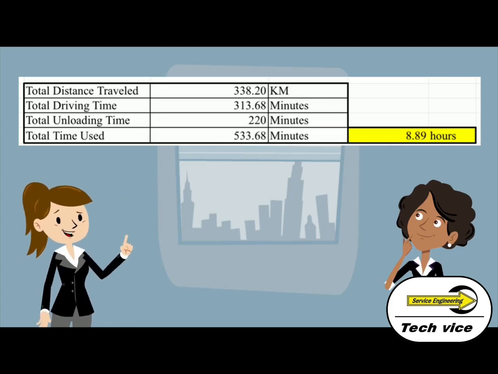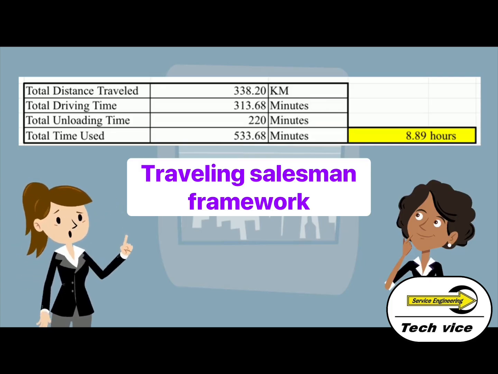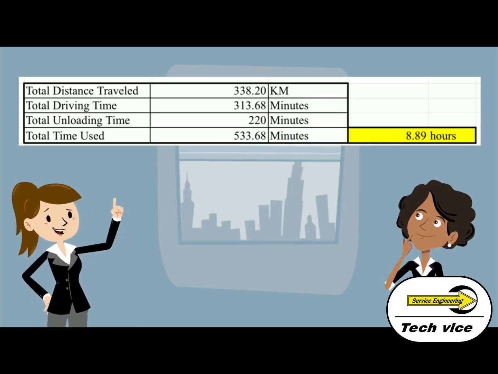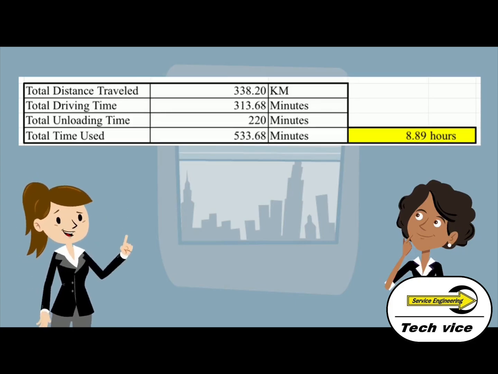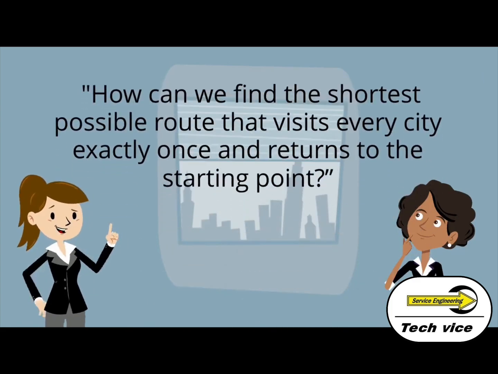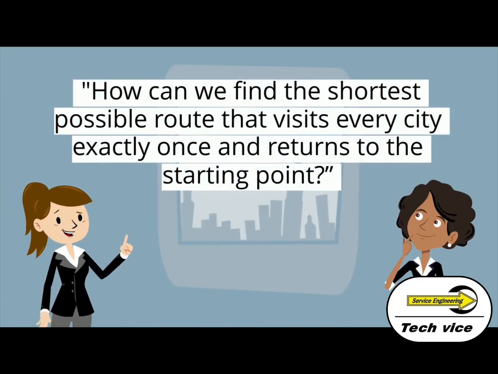That is why I'm proposing the traveling salesman problem approach, which will help us address the question of, given a set of destinations and the distances between each pair of destinations, how can we find the shortest possible route that visits each destination exactly once and returns to the starting point?